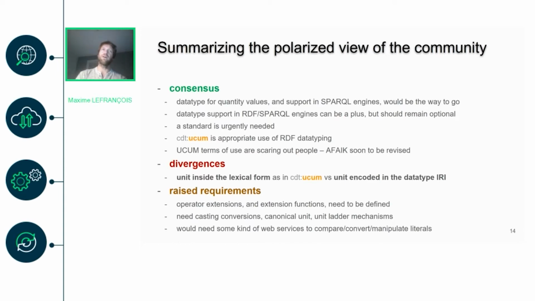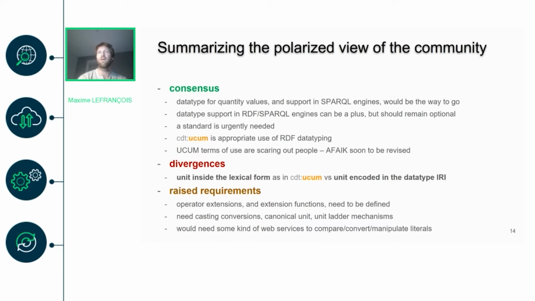So we have some consensus. The community considers that a data type for quantity values, or many data types for quantity values, and support in SPARQL engines would be the way to go. Data type support in RDF and SPARQL engines can be a plus, but it should remain optional. And we agree that a standard for encoding quantity values is urgently needed. CDT-UCUM is an appropriate use of RDF data typing and extension points of SPARQL. However, the UCUM terms of use are scaring people away.